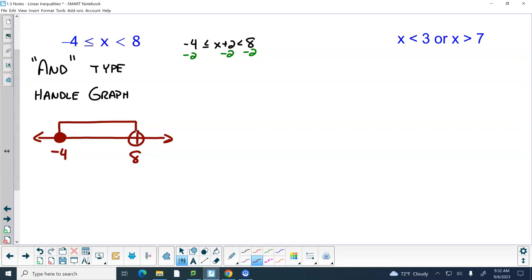Okay? Your other type of compound inequality is an OR type. The nice thing about the OR type is you will literally see the word OR in between two inequalities. Now, those two inequalities get solved separately. AND type, they all get solved together. OR type, they get solved individually. Okay? This type I call the row the boat.